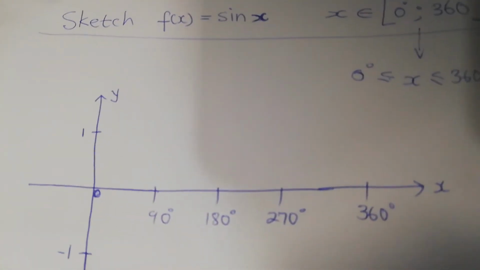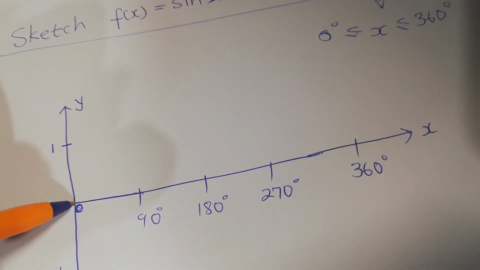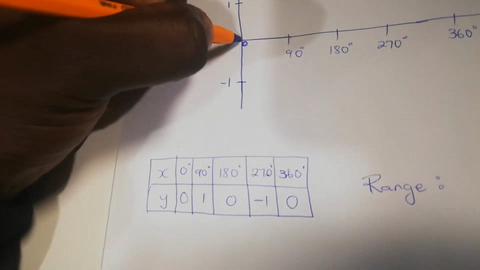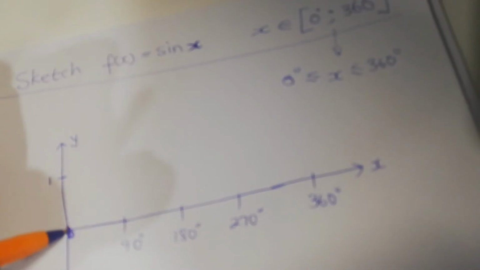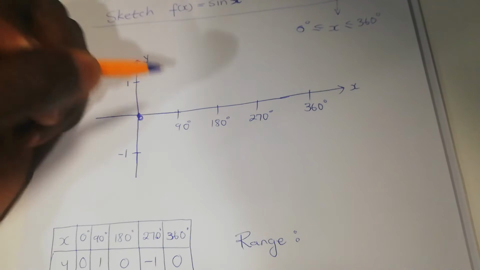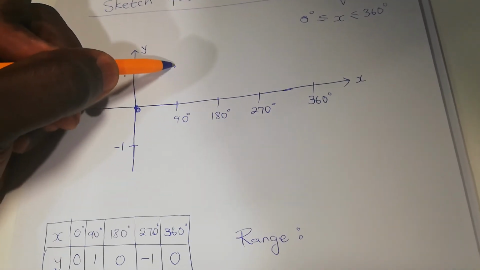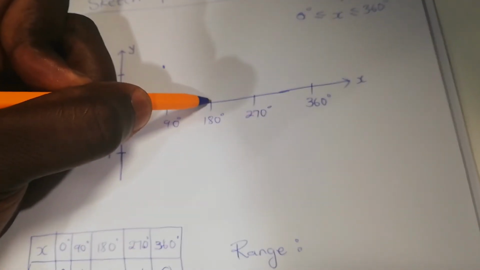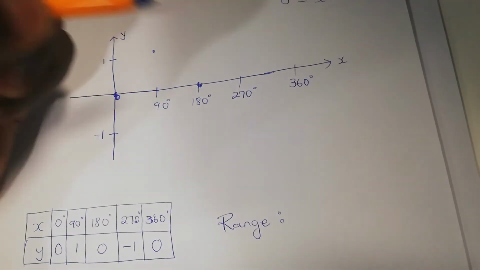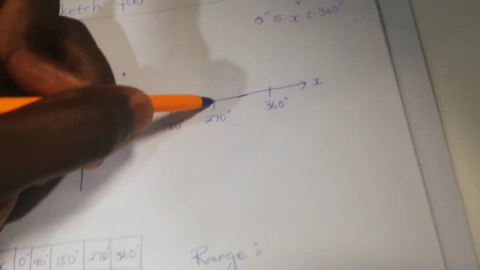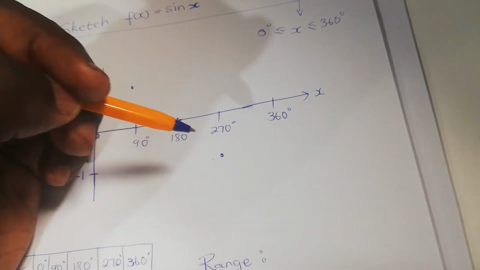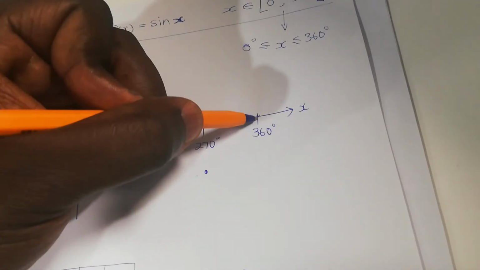We're going to have to plot those points on our Cartesian plane. When x was 0, our y was 0 as per the table below. When x was 90, from the table, our y was +1, so 90, +1 there. When x was 180, our y was 0. When x was 270 degrees, our y became -1, so -1 there, 270 degrees there. And when x was 360, our y was 0.